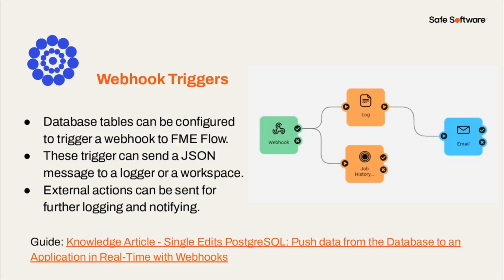So when this webhook's triggered, it can send off a message in a JSON format to something such as a logger. So you can log your information from a triggered table change, or you could run it into another workspace, for example. You could also send it off to an external action if you like, and be able to notify people on the results or if something's changed and what has changed.